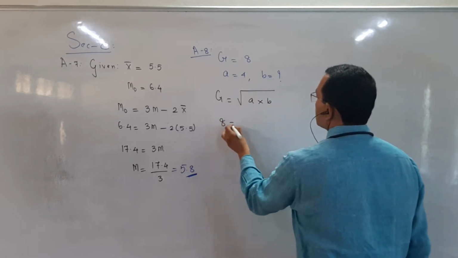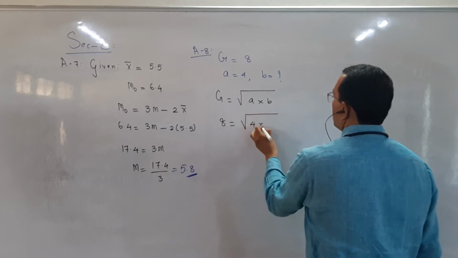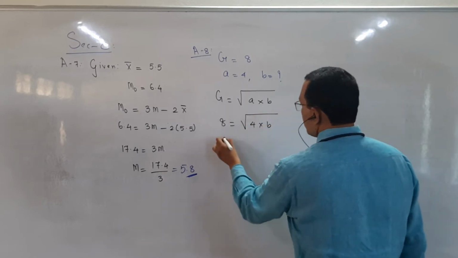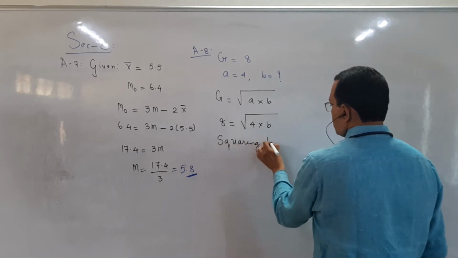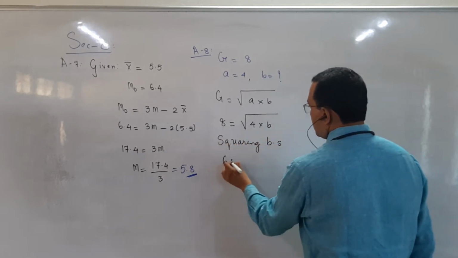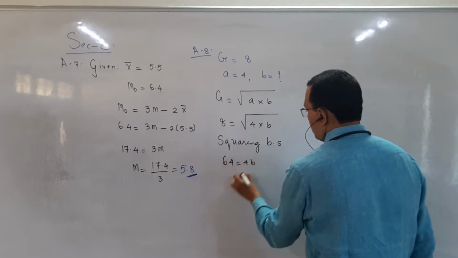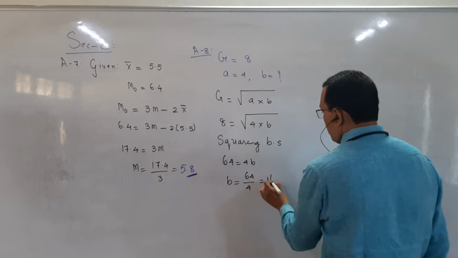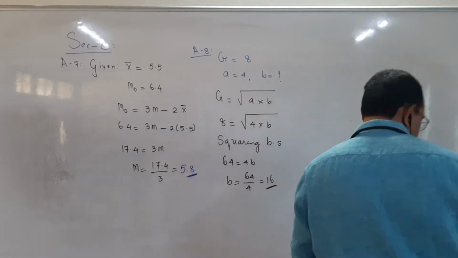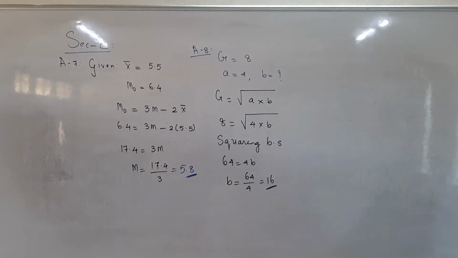So 8 is equal to the square root of 4 into B. To remove the square root, squaring both sides, 64 is equal to 4B. So B is equal to 64 by 4, and that is nothing but 16. So the other number is 16.